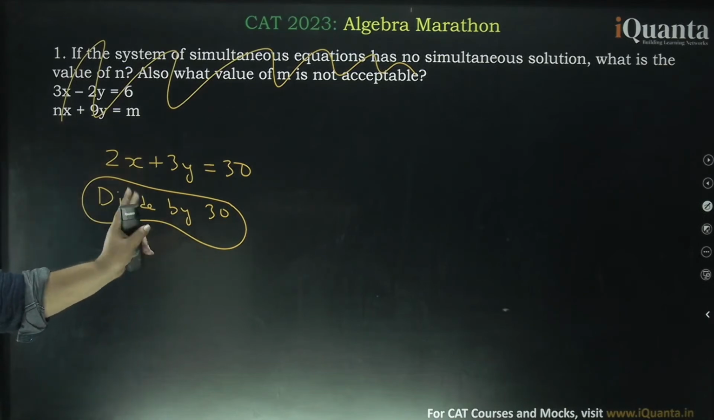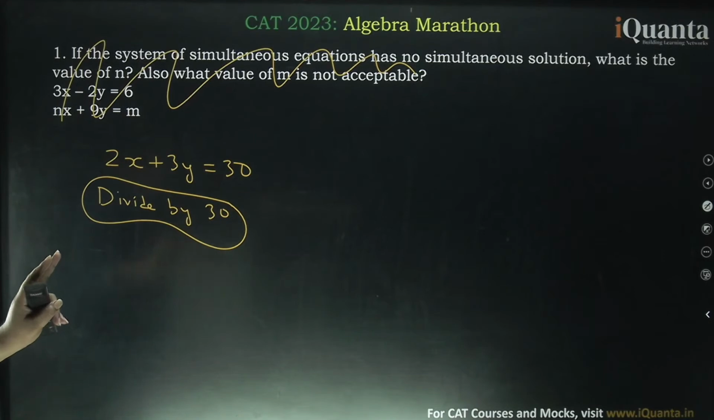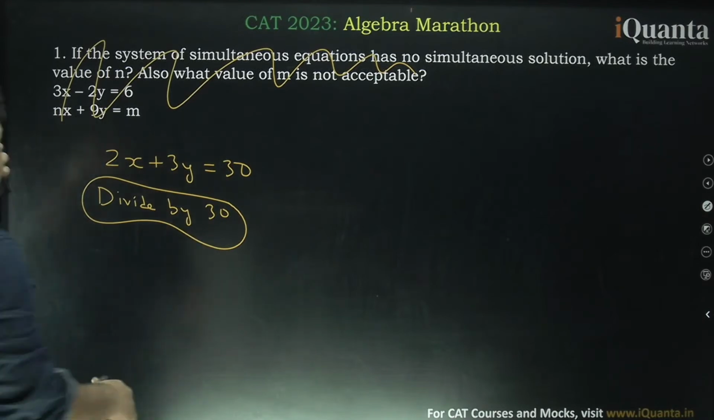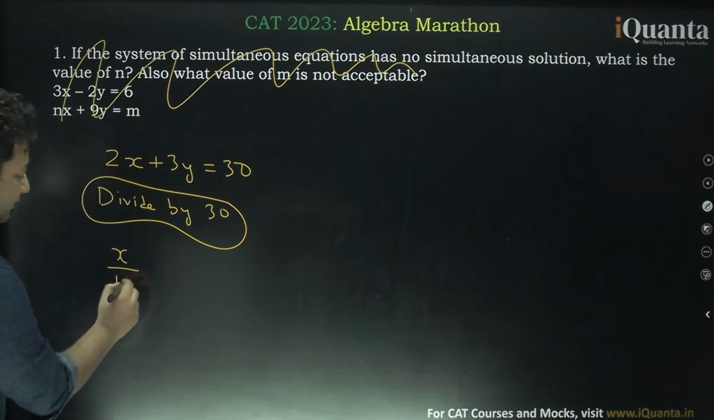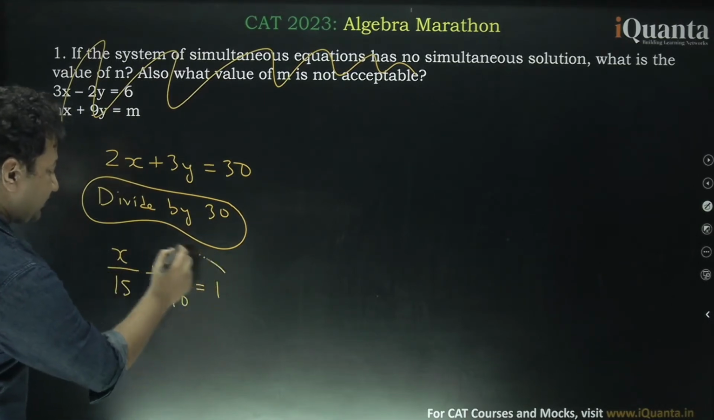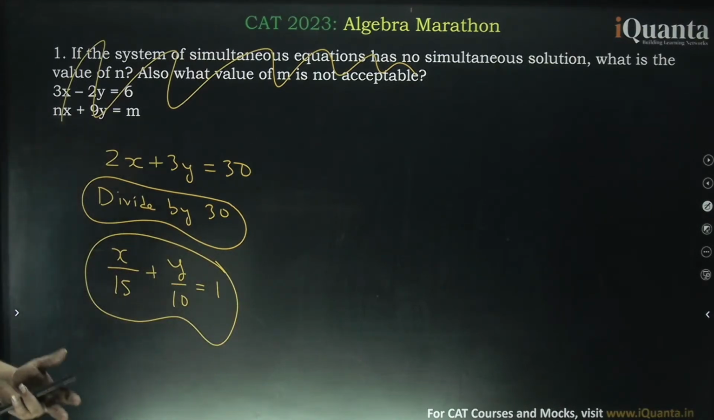2x plus 3y is equal to 30. Even if you change the sign of m and 6, it doesn't matter because minus will get cancelled. It won't make any difference. Divide by 30, so you'll be getting x by 15 plus y by 10 is equal to 1. Now this form, whenever you get this form, it's very easy for us to draw the graphs.